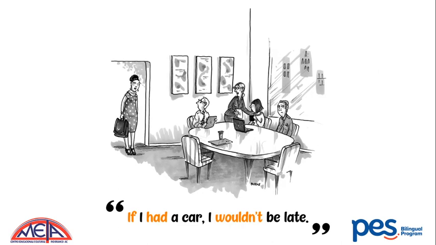If I had a car, I wouldn't be late. Se eu tivesse um carro, eu não estaria atrasado, eu não me atrasaria. So this is second conditional. Essa é uma situação hipotética. Além disso, nós temos a presença do wouldn't, do if, mais um verbo no passado.